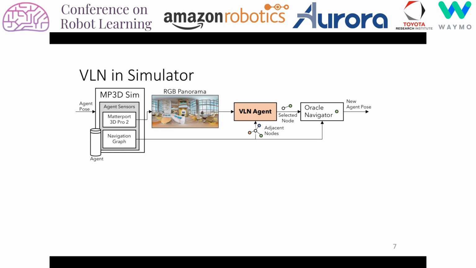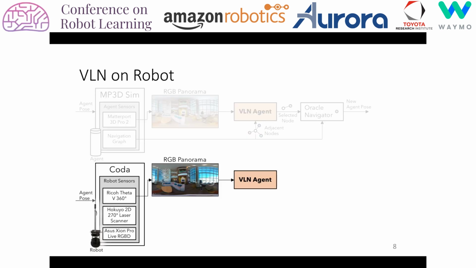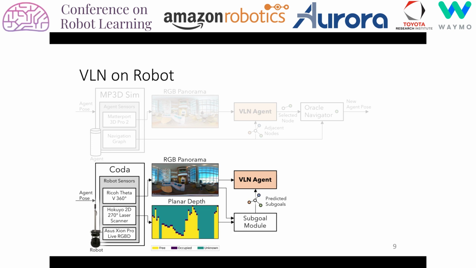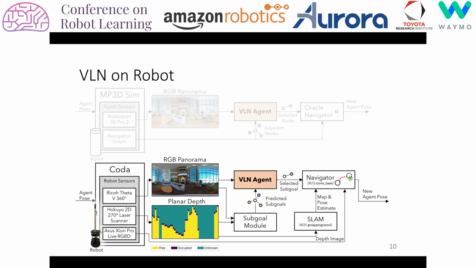To support this same agent on a turtlebot, we first equip the robot with a consumer-grade 360-degree Ricoh Theta camera to provide the visual input, and we then propose a subgoal model to predict nearby waypoints or subgoals that can be provided to the agent as action candidates in lieu of the navigation graph. Finally, to navigate to the selected waypoint, we use standard ROS-based SLAM and path planning modules.